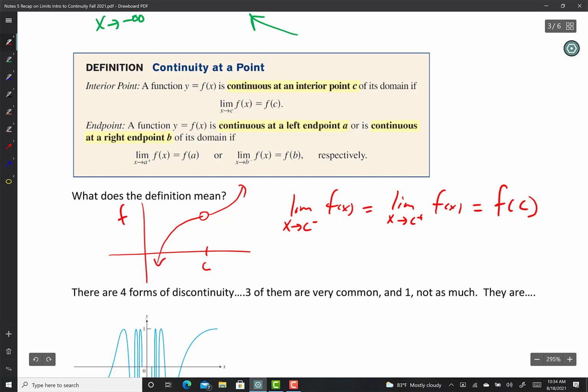I'll say it again. At the moment, if I just delete the f of c part, if I just have this, that just means that I'm converging at the same y value. Do you guys agree? Yeah. Now, not only must I converge at that same y value, I must also be that y value. How am I that y value? Well, I'm approaching c, so I better be approaching f of c. Remember, f of c just means some y value.